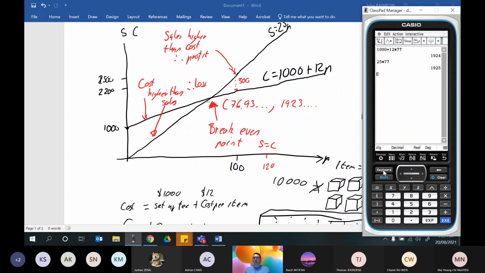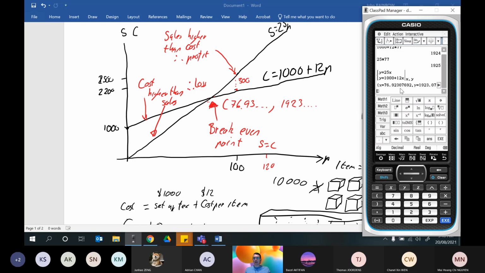Now, you could easily do this a lot easier on the keyboard. Just put your simultaneous equations in here. I should do y equals, sorry, I'm not doing that right. Let me just delete that and start again. We're going to do y equals 25x, and go down. Y equals 1,000 plus 12x. I'm using y, even though I know it's like CMP, because I've got to use the same letters to find the point of intersection. Because it's on the same axis, that's y, and I want to solve for x and y. And you'll find that it comes out with those numbers there, okay?